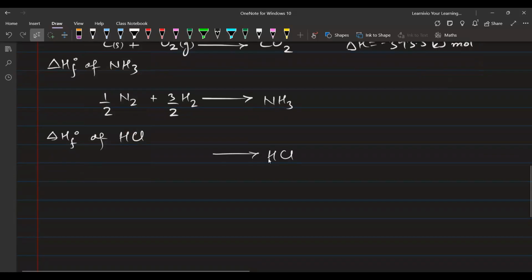What are the elements that make HCl? H2 and Cl2 are going to make HCl. How many H2 will be required? Half a mole of H2 and half a mole of Cl2 will be required in order to make 1 mole of HCl. You should know this, it was covered in standard 12th. If you don't know how to balance the reaction in this way, then I don't know what to say.